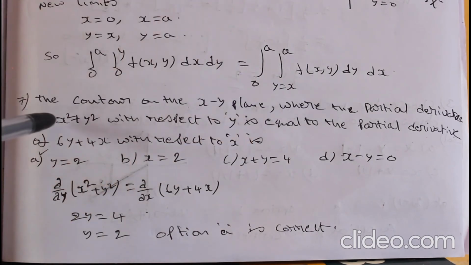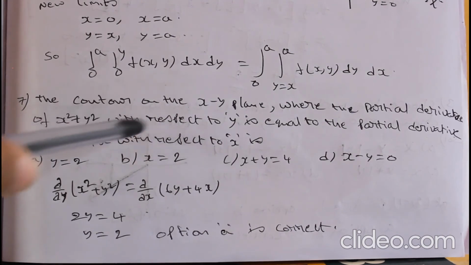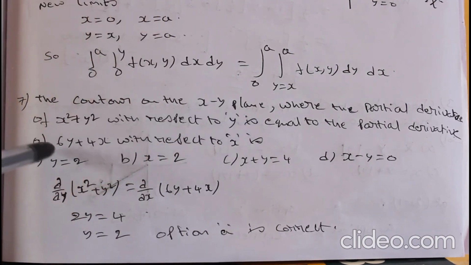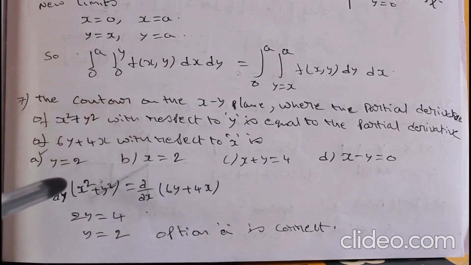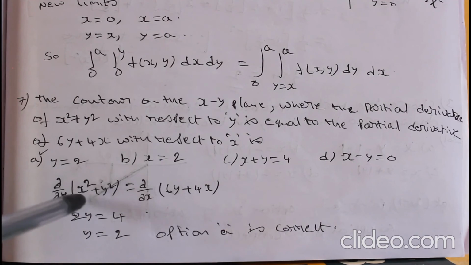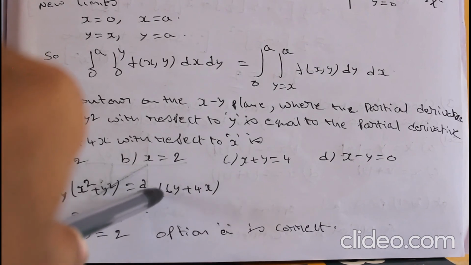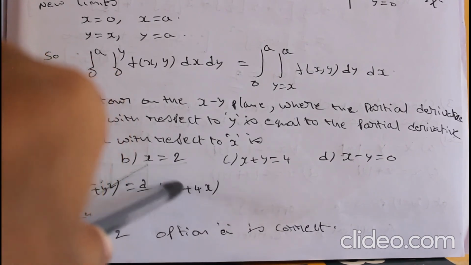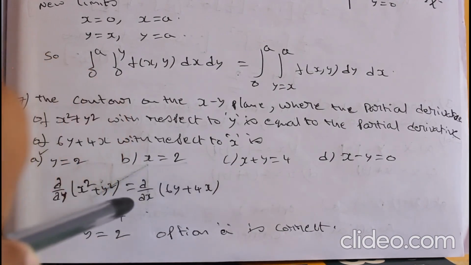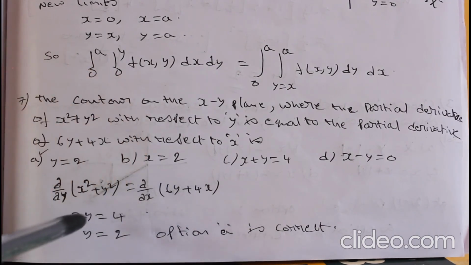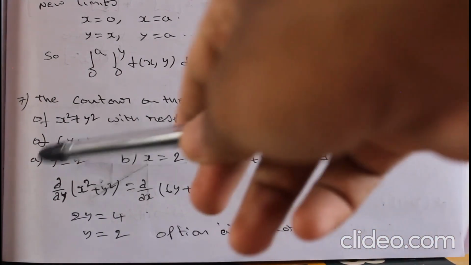The partial derivative of x square plus y square with respect to y is equal to the partial derivative of 6y plus 4x with respect to x. So dou by dou y of x square plus y square is equal to dou by dou x of 6y plus 4x. So dou by dou y, x remains constant, so that is 0, and dou by dou y of y square is nothing but 2y. So 2y is equal to dou by dou x of 6y plus 4x, the term 6y will be treated as constant, so that is 0, and dou by dou x of 4x is nothing but 4, so 2y is equal to 4, so y is equal to 2. So option A is correct.